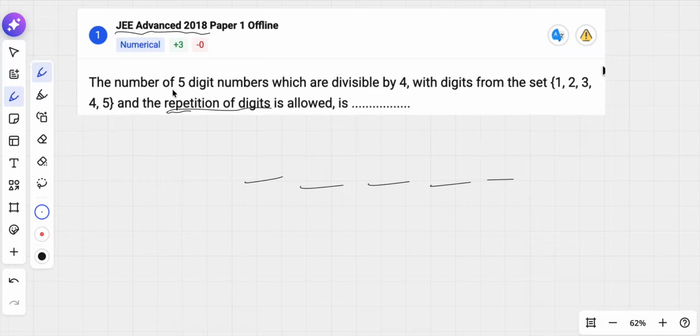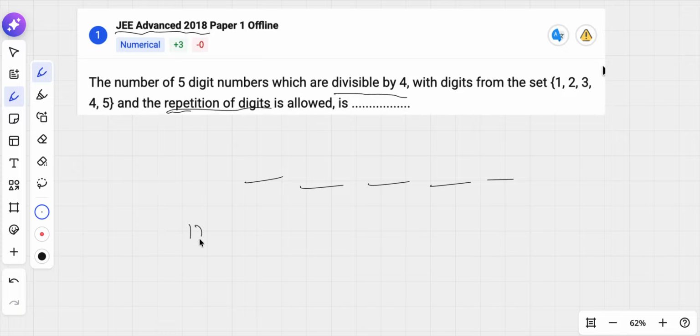So divisible by 4, what does this mean? Anybody remembers the divisibility rule of 4? That means that the last two digits must be divisible by 4. From this set, how many 2-digit numbers can we make that are divisible by 4? Let's start manually doing it because that seems the only correct way.